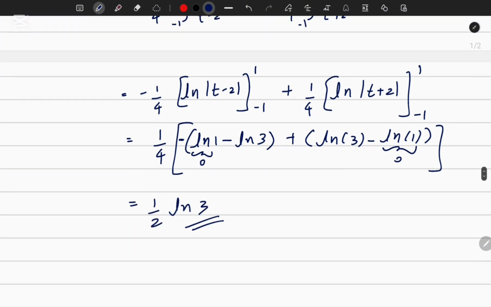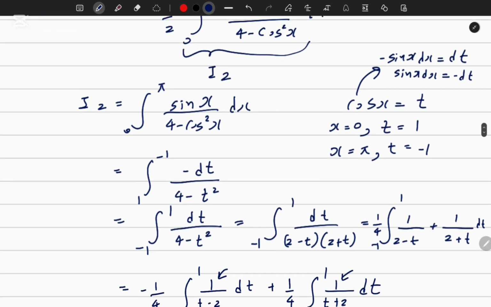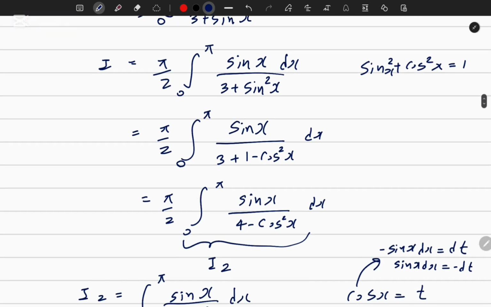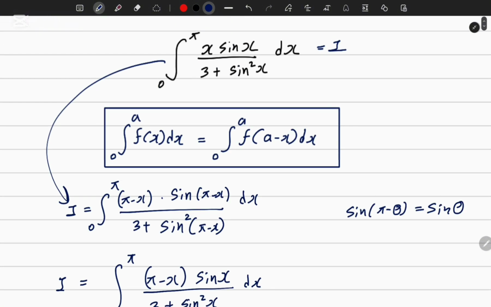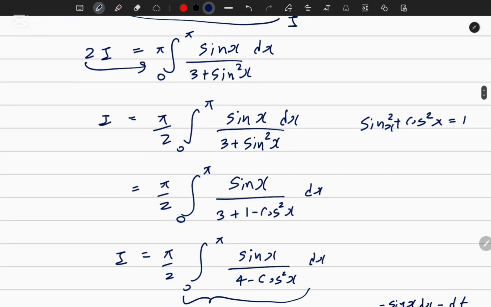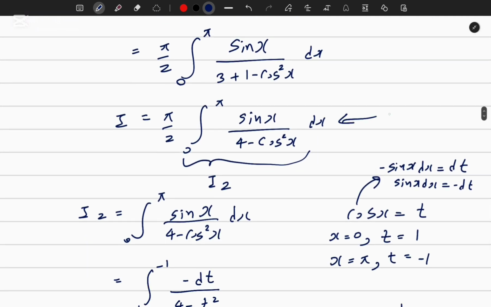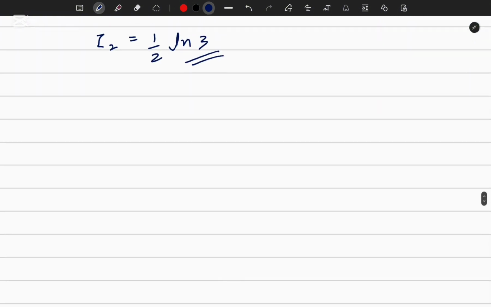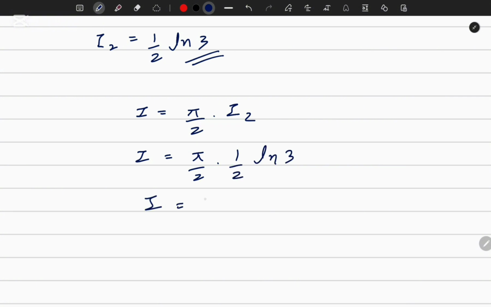This is the answer for I2, right? But I want the answer for I, right? This integral, I took it as I. So from this step I know I is 5 over 2 times I2. So I equals 5 over 2 times I2. So I equals 5 over 2 times 1 over 2 ln 3. Then the answer is 5 over 4 ln 3.